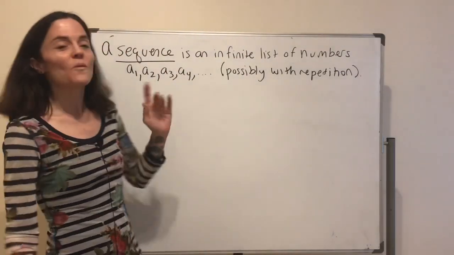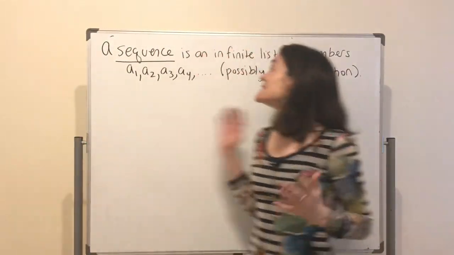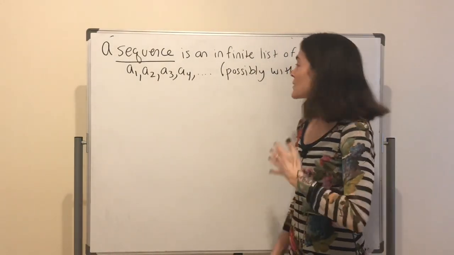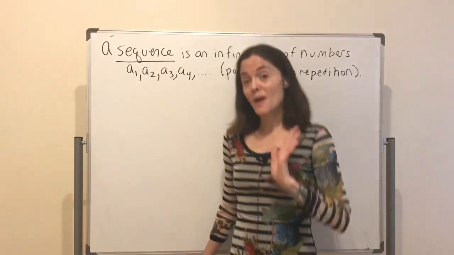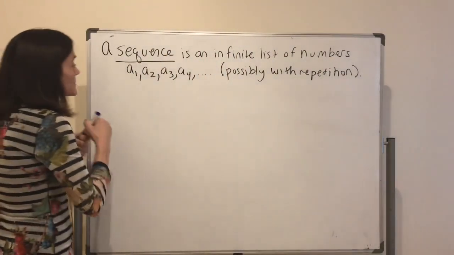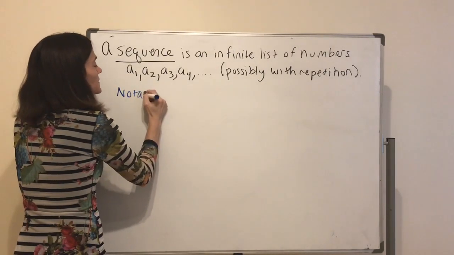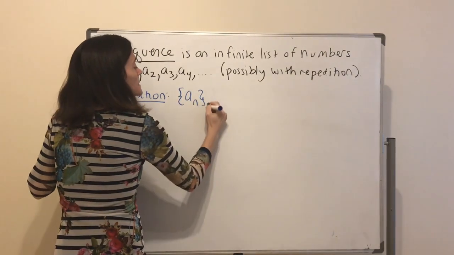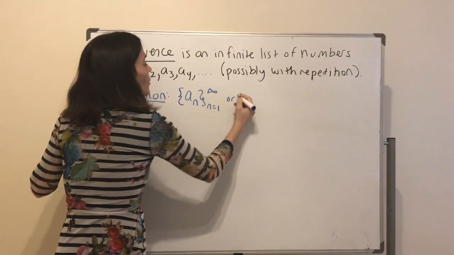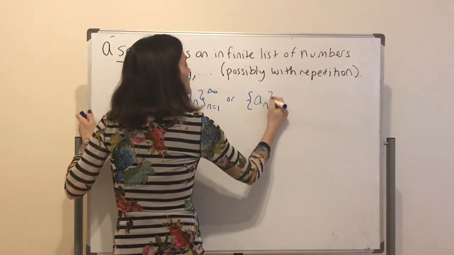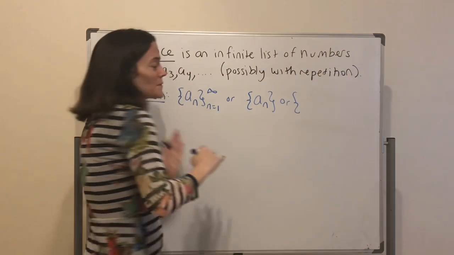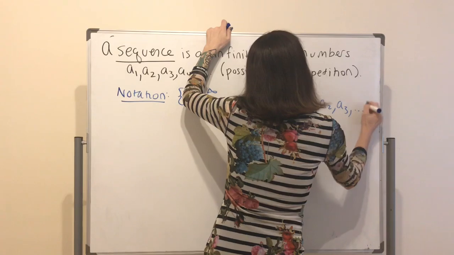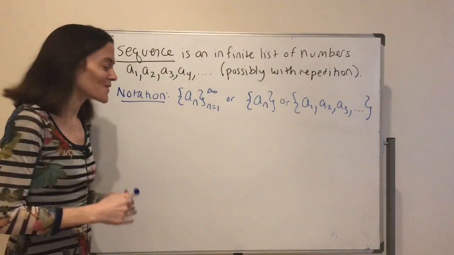So, first of all, what is a sequence? Well, a sequence is just an infinite list of numbers, say a1, a2, a3, a4. You can certainly have repetition, okay? And some notation here for a sequence. A lot of times you'll write a_n, say n equals 1 to infinity, or you might just see a_n, or you might see listed the elements a1, a2, a3, like this. This is all notation for a sequence.